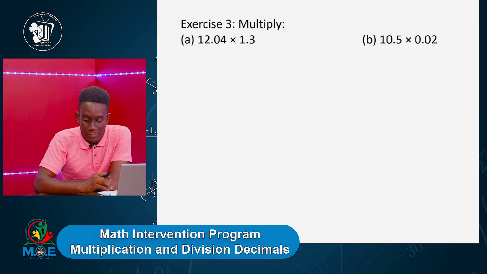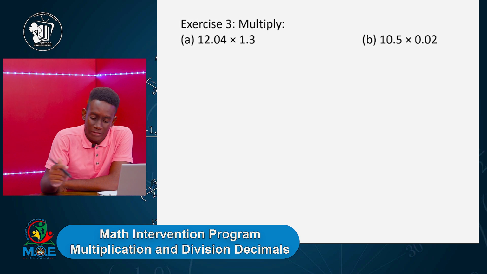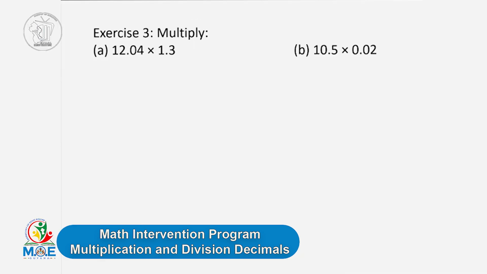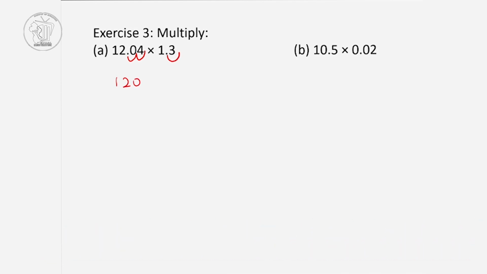Let's look at a few more examples in which we have to move the decimal point a different number of times. So we have 12.04 multiplied by 1.3. So we see we move the decimal point to the end of the number. We jump 1, 2, and we jump 1. So we now have 1,204 multiplied by 13.